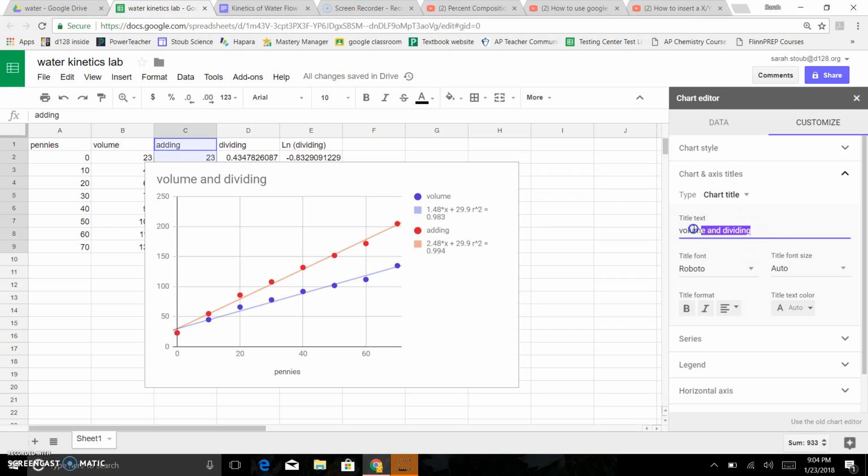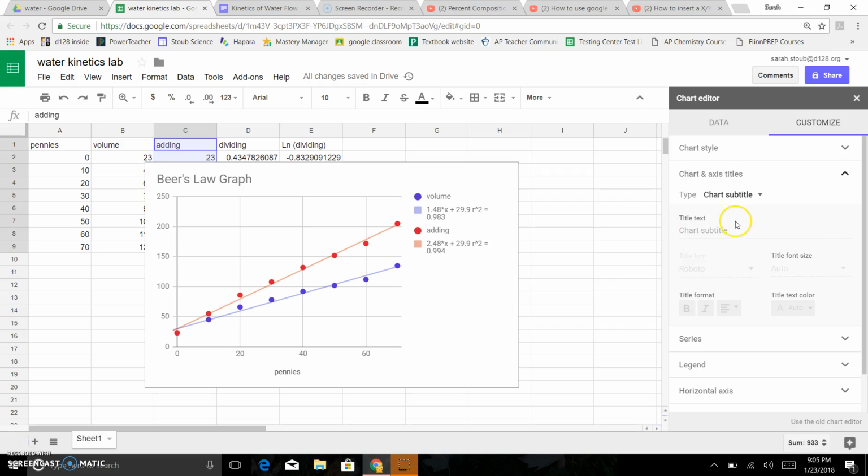So far, Google has guessed volume and dividing. Well, a lot of times what I'm going to be using is the purpose of it. Like, why did I really even do this? We're going to be getting into things with kinetics using absorbance, so I might call this the Beer's law graph. That sounds good. That's my basic one.